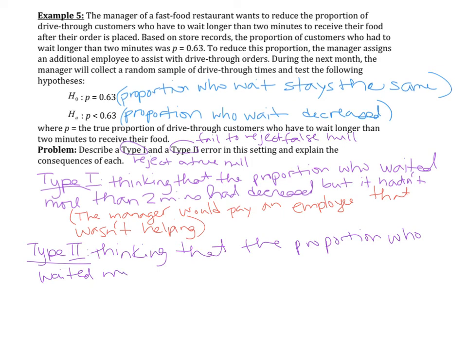So for these ones, this type of question, the easiest way to solve it and to figure it out is to start by writing out what the null hypothesis and what the alternative actually mean. And usually they're going to be exact opposite.